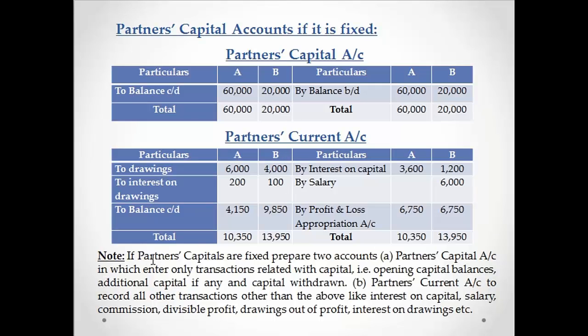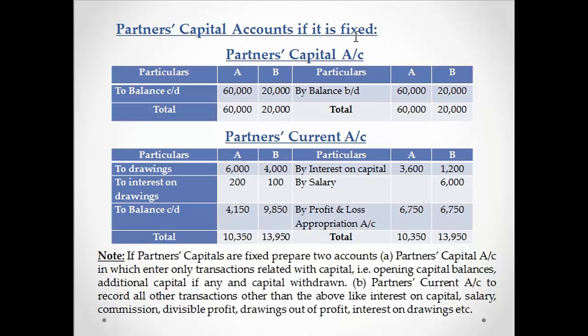I'm just writing a note also for you. Look at this note, please. Okay, if partner's capitals are fixed, prepare 2 accounts. One is called a partner's capital account, in which enter only transactions related to capital, that is opening capital balances, additional capital if any, and capital withdrawn. Okay, and the second account that should be prepared is the partner's current account, which is prepared to record all other transactions other than the above, like interest on capital, salary, commission, divisible profit, drawings out of profit, interest on drawings, etc. This is the purpose of preparing the partner's current account when the capitals are fixed.